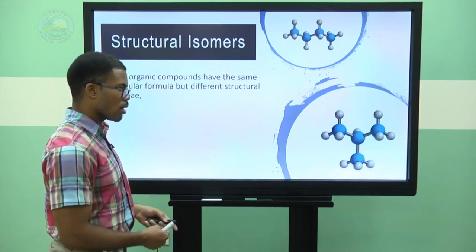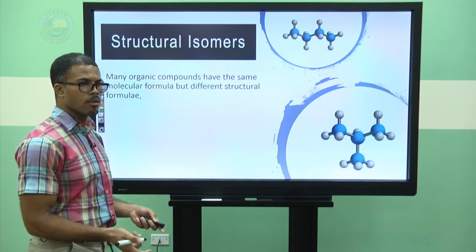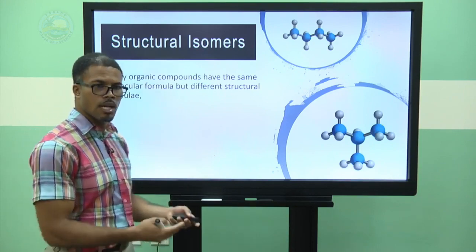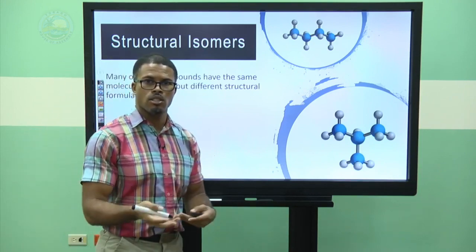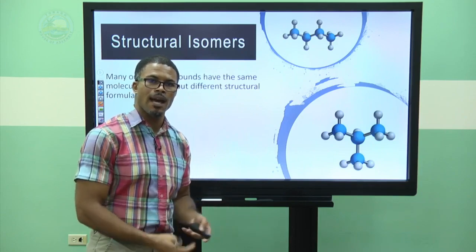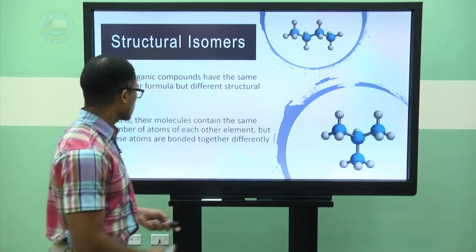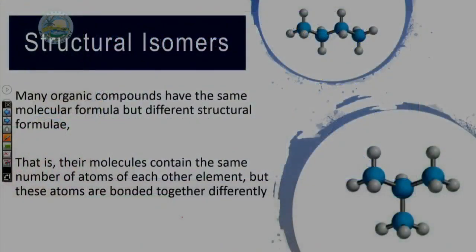So we can have organic compounds with the same molecular formula, which is the same number of atoms, carbon, hydrogen, oxygen, whatever the case may be, and they are structurally different. Their molecules contain the same number of atoms of each element, but these atoms are bonded together differently. And we have an example right on the side here.